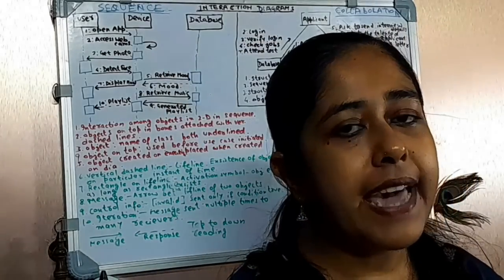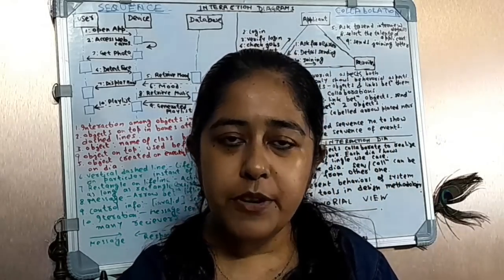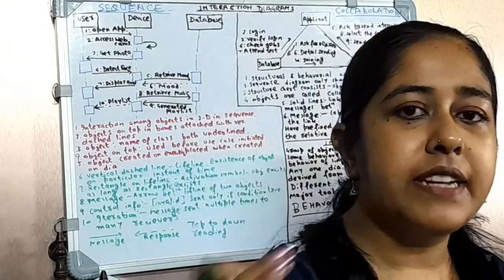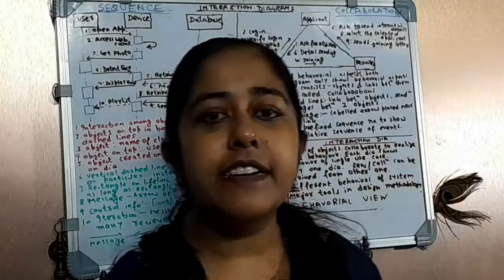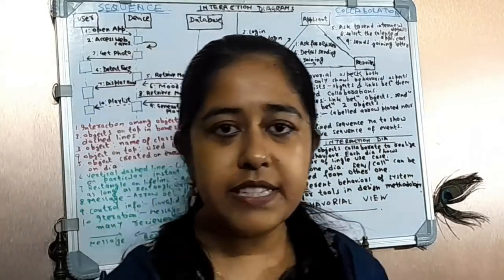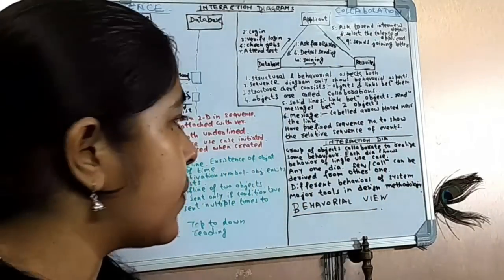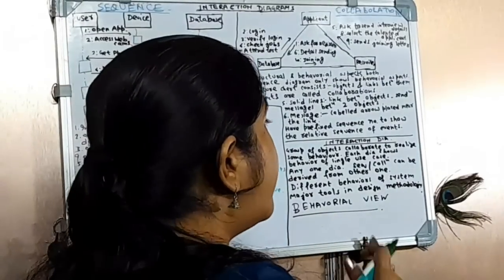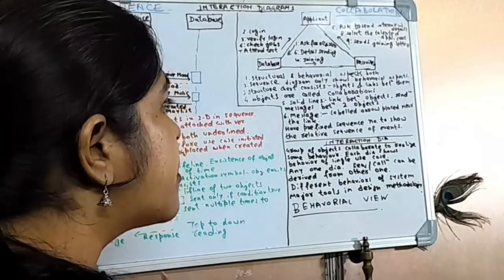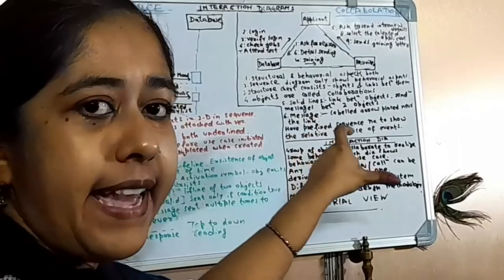If you have the sequence diagram, you can easily get the collaboration diagram, and if you have the collaboration diagram, you can derive the sequence diagram from this collaboration diagram. This is the thing in these interaction diagrams. We will see this step by step. Okay, now the different behavior of the system is being shown with these two particular diagrams.